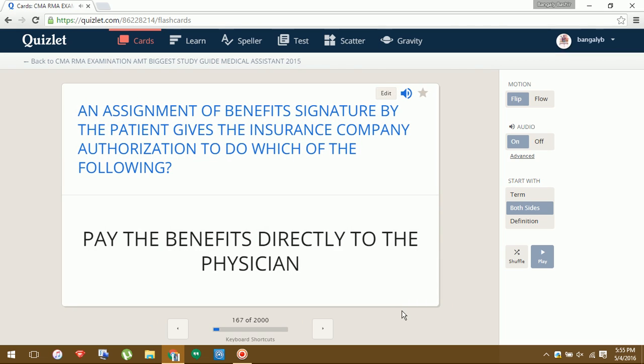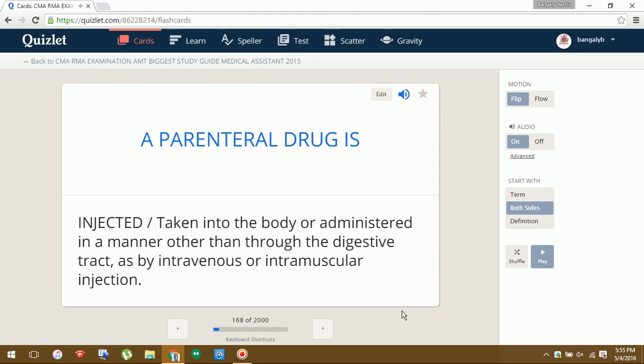An assignment of benefits signature by the patient gives the insurance company authorization to do which of the following? Pay the benefits directly to the physician. A parenteral drug is injected or taken into the body, or administered in a manner other than through the digestive tract, as by intravenous or intramuscular injection.